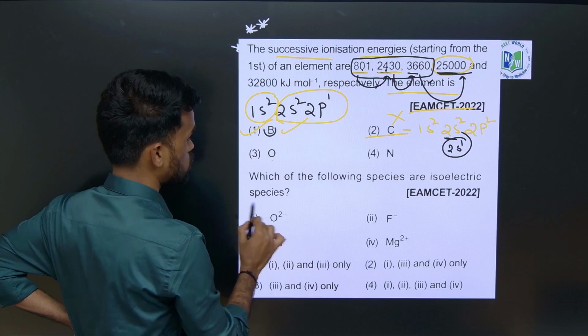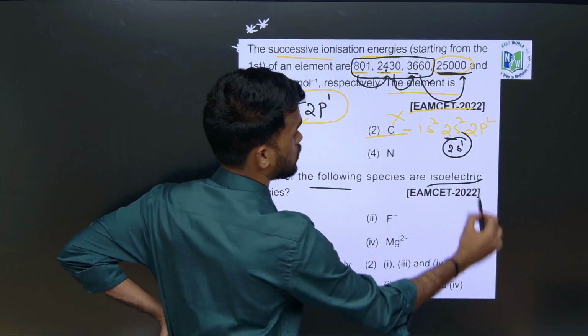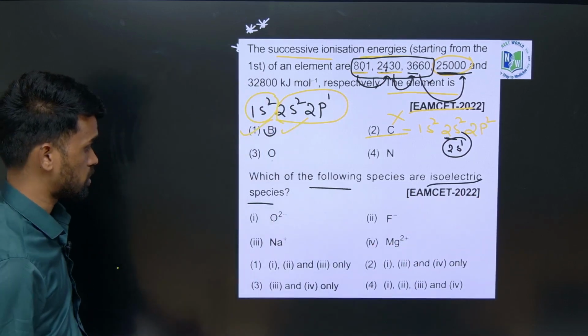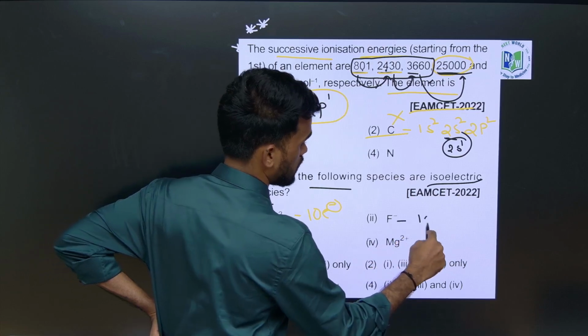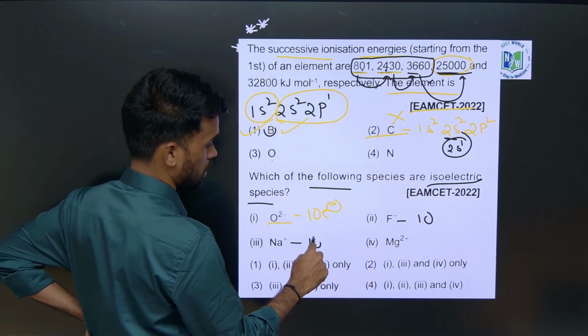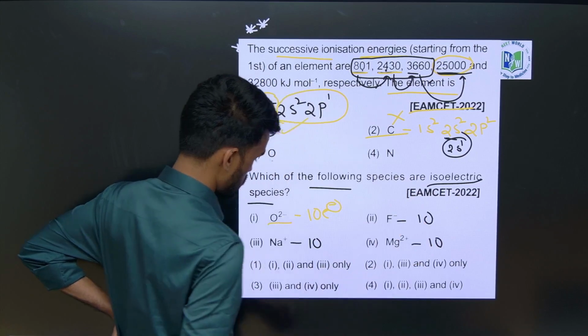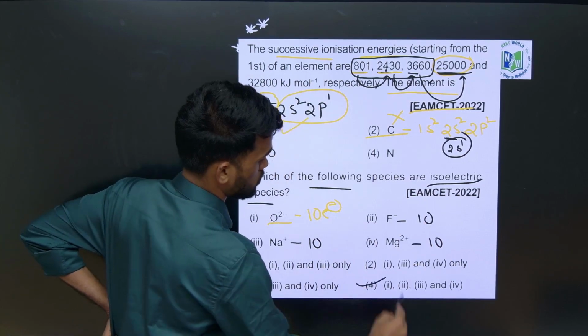Okay. Next, isoelectronic species. Which of the following are isoelectronic? Just count the number of electrons. O2- means 10 electrons, F- also 10, N+ also 10, Mg2+ also 10. So just go for all of the above. So the fourth option.